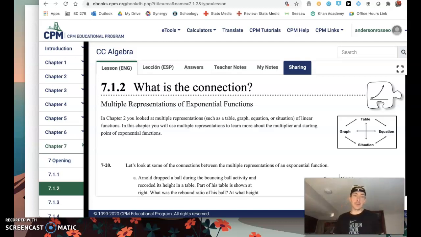Today we're getting together to talk about section 7.1.2 from our Common Core Algebra CPM ebook. And our goal today is to talk about the connection between an exponential graph and a table of a graph, or the equation and a graph, or a situation and the table, right?